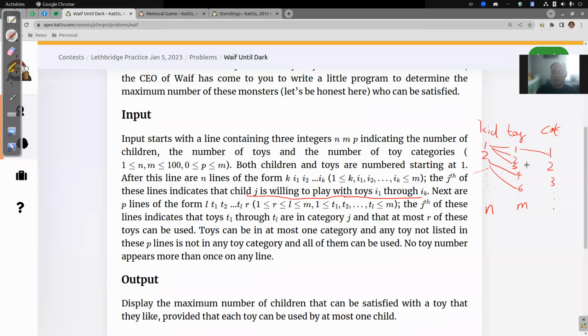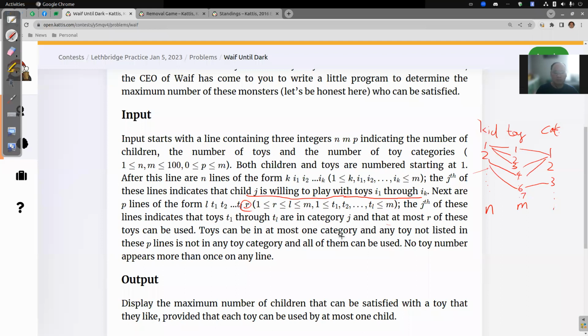Some toys may belong to category 1, some toys might belong to category 2, 3, and then there might be some toys that don't belong to any category. Okay, and what does it say? Toys can be in categories, and for each category there's a limit on how many you can use. So for each category, at most R of these toys can be used. You can't use more than R of them.